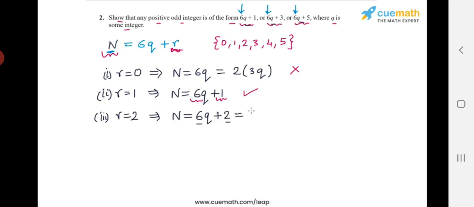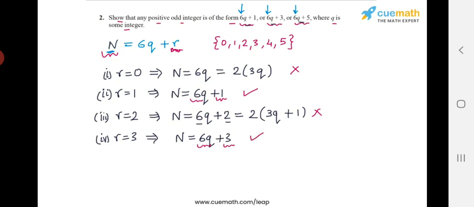Now this is the sum of two even numbers, so it should be even. Or the other way to think about this is, if you take out the common factor of 2, you get 2 times 3q plus 1. So in this case n is an even number, and that's not possible because n is given to be odd, so r is equal to 2 does not work for the remainder's value. Next, let's take r equal to 3, and when r equal to 3, then n is equal to 6q plus 3, and in this case it's odd because 6q is even and 3 is odd. Again, the sum of an even and an odd number is an odd number, so in this case n is odd, so r is equal to 3 works.